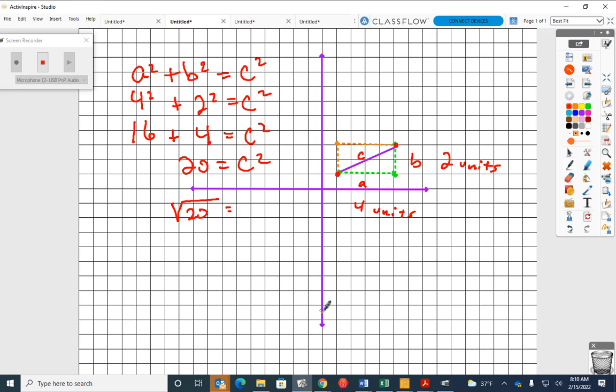Would it be rounded to the nearest tenth? Yeah, you can round it. What'd you get, guys? 4.472.